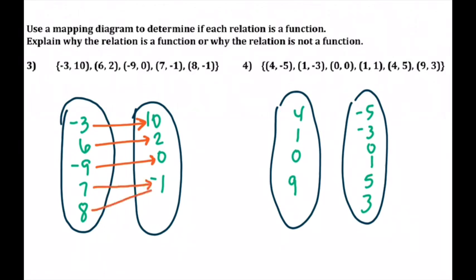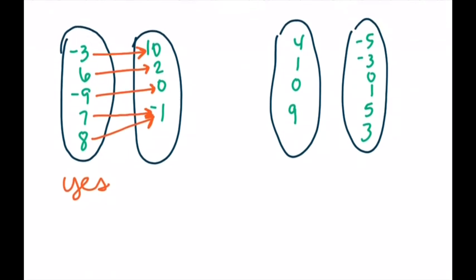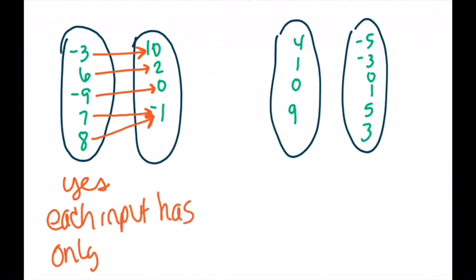Now, does this make it not a function, the fact that 7 goes to -1 and 8 goes to -1? That's still a function. It's like you guys are all in the same class right now. Okay, that's something that's possible. So this one is a function, so I'm going to say yes. And really the main reason why it's yes is because each input has only one output. So they can share an output, but each input only has one output.